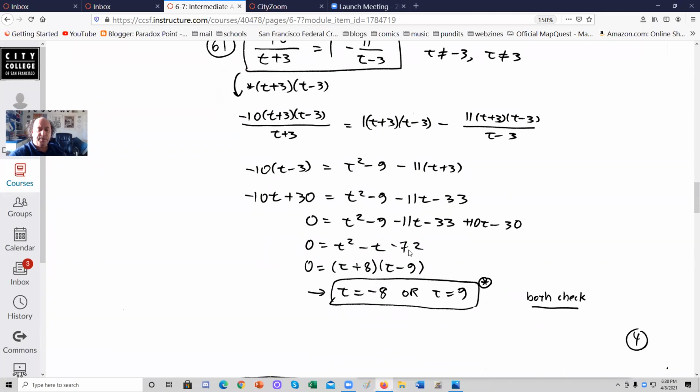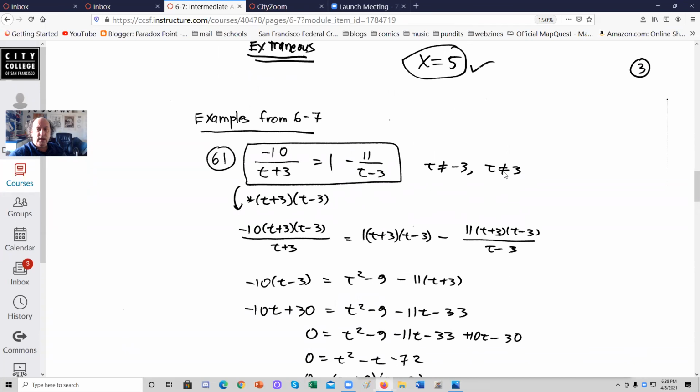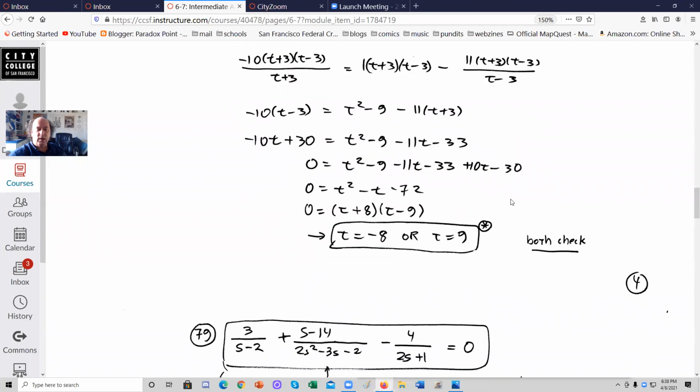To solve, we can factor. We need two numbers whose sum is −1 and whose product is −72. What works are 8 and −9. 0 = (t + 8)(t − 9). All right, then one of these factors is 0. If t + 8 is 0, then t is −8. If t − 9 is 0, then t is 9. And here are two roots. Neither of them equals plus or minus 3, so they're both allowable. So these both check.